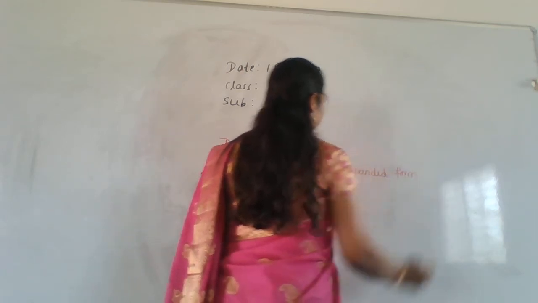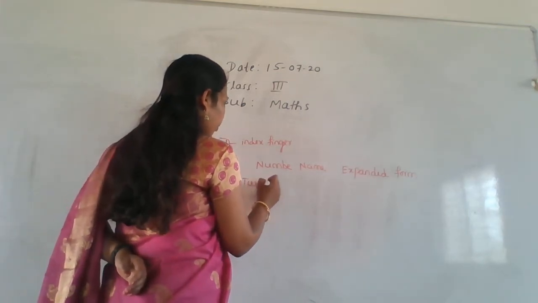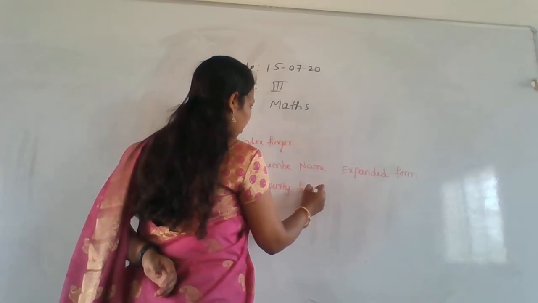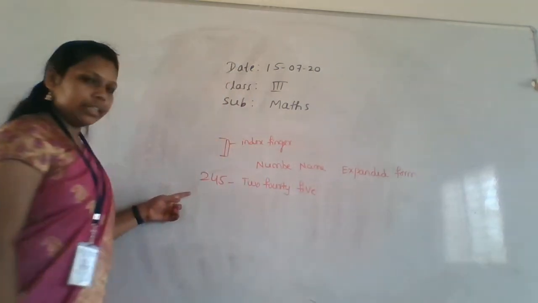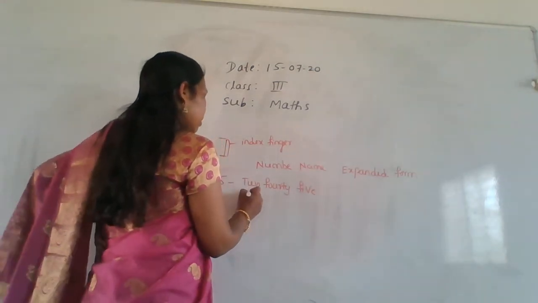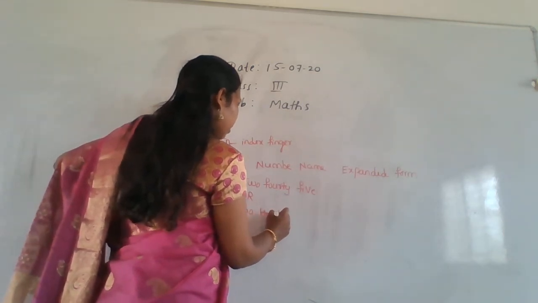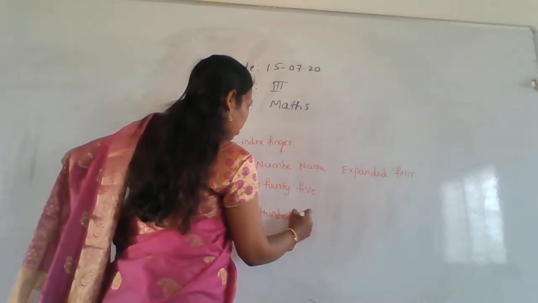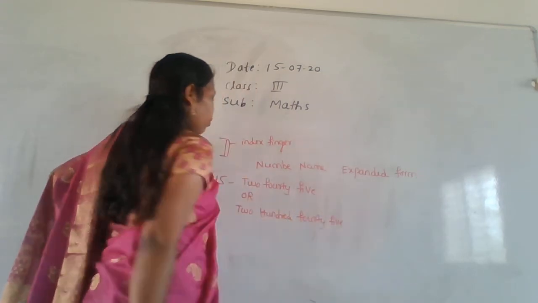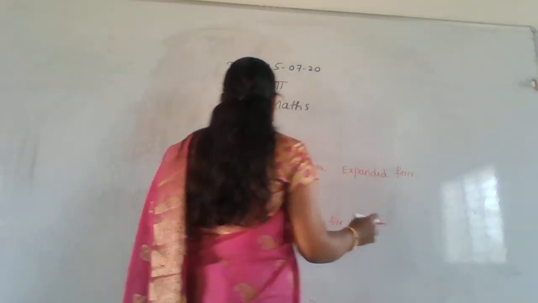Expanded form. See here. How to write the number name? 245. Okay, this is also correct and this is also correct. Both are correct. Next, how to write the expanded form?